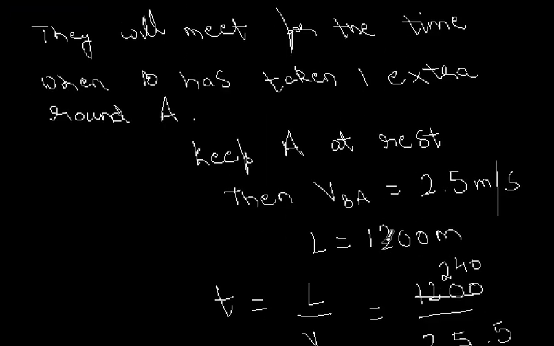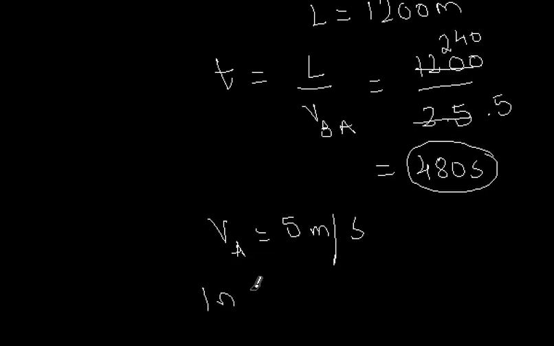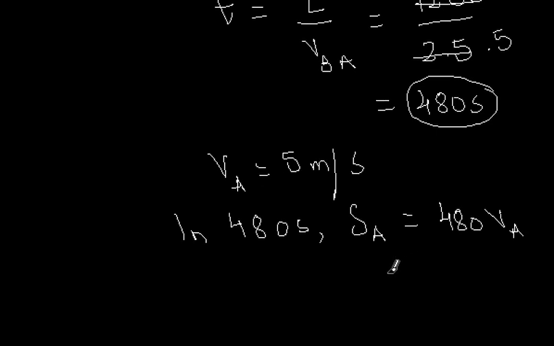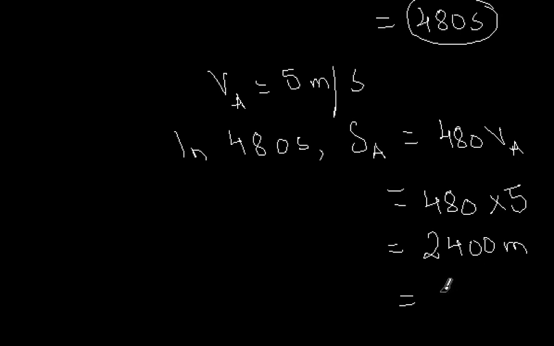So for that, what we do is, we know that speed of A is 5 meter per second. So in 480 seconds, distance traveled by A would be 480 into VA, that is time into speed, which is 480 into 5, which is 2400 meters. Now what does this mean? 2400 meters is actually equal to 2L. So they are meeting for the first time at the starting point itself.